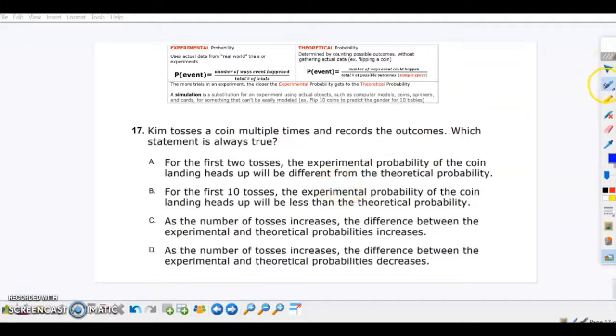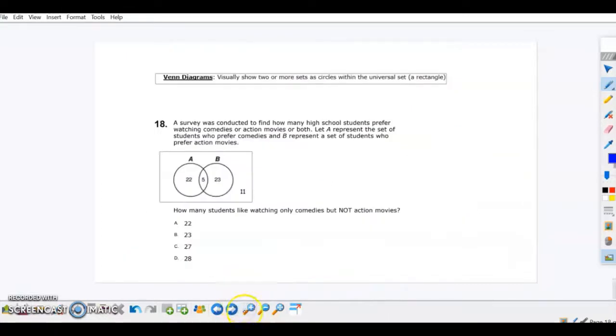So the difference between the experimental and theoretical, if you have more tosses, the more tosses you have, we know that the closer these get to each other. That's why this would be D, because the difference would get smaller between them. So that's why the answer would be D.